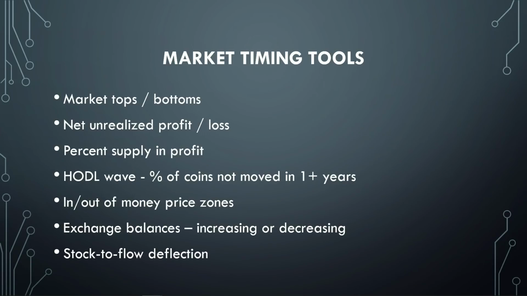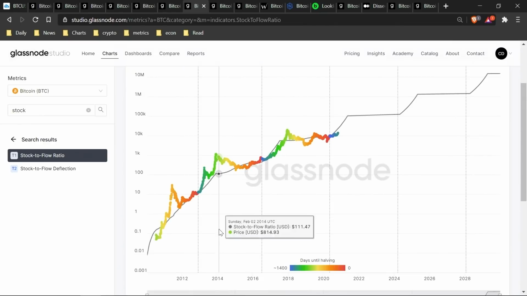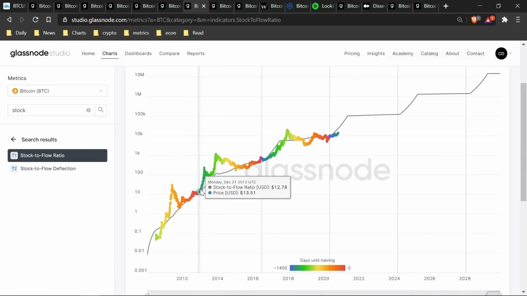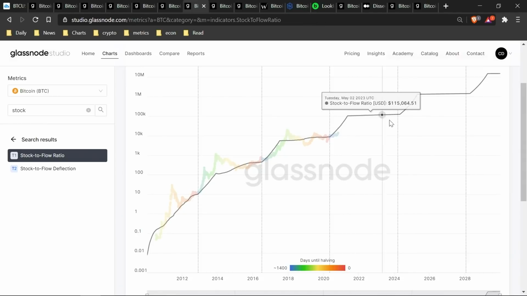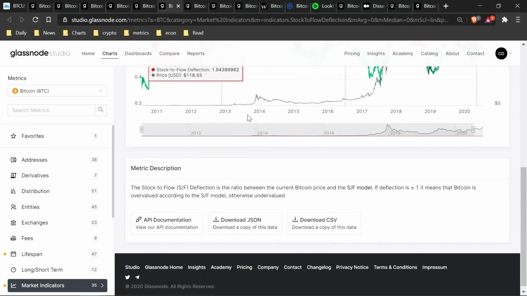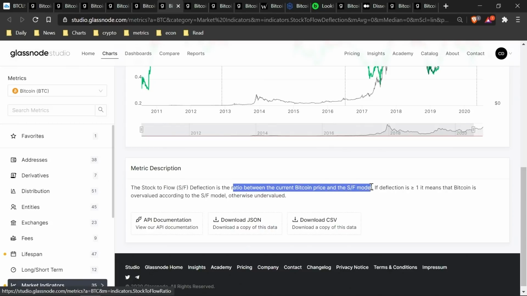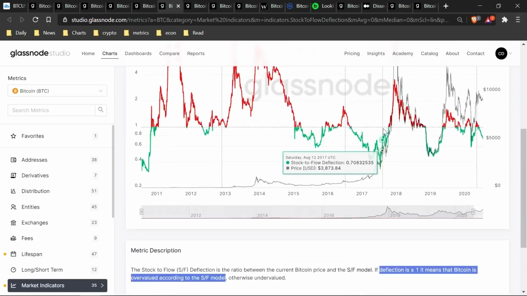And another tool we can use is what's called the stock to flow deflection. Now, in past videos, we talked about the stock to flow ratio, which is basically a model for how we can anticipate Bitcoin's price growth over time to match up with the halving every 4 years. The stock to flow deflection actually shows the ratio between the actual Bitcoin price and the stock to flow model. So basically what that means is if the deflection is greater than 1, it means that Bitcoin is overvalued at that point in time, according to the stock to flow model. Otherwise, if it's below, that means it's undervalued.